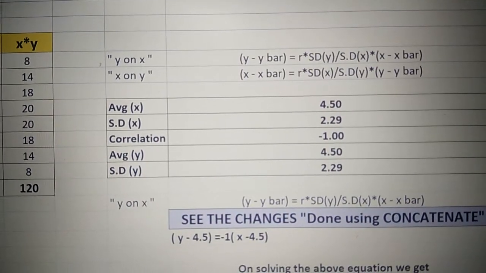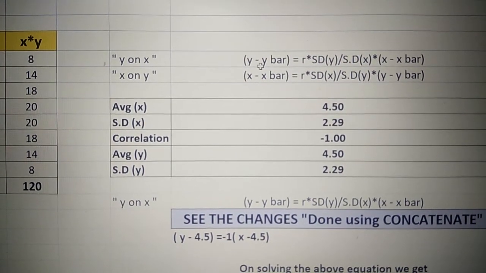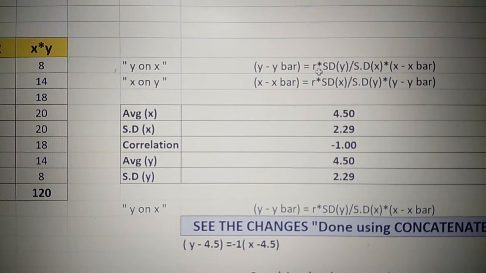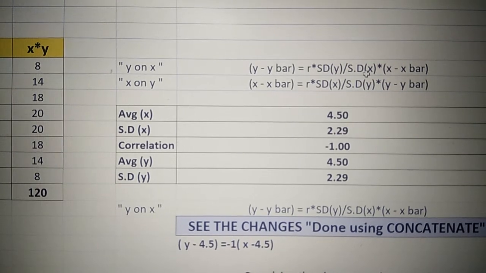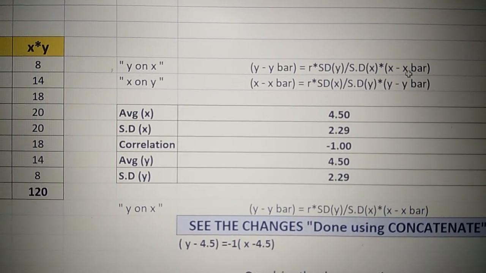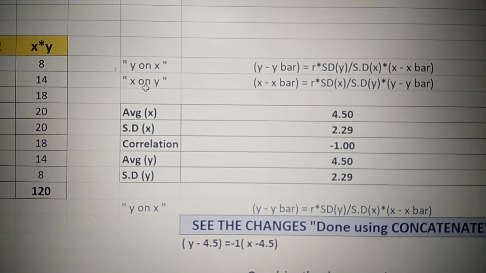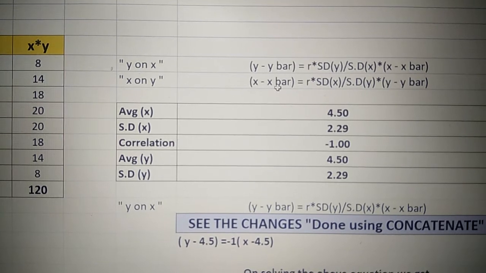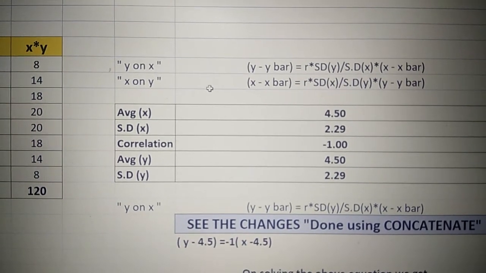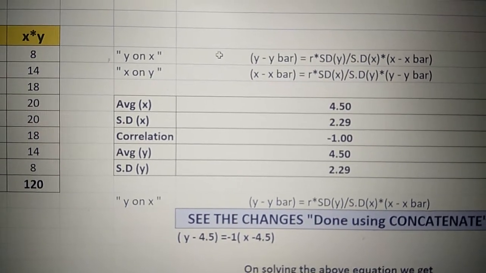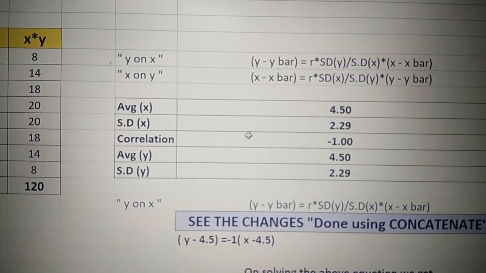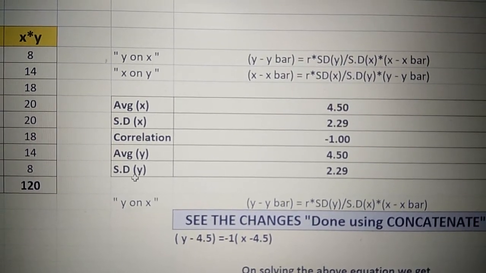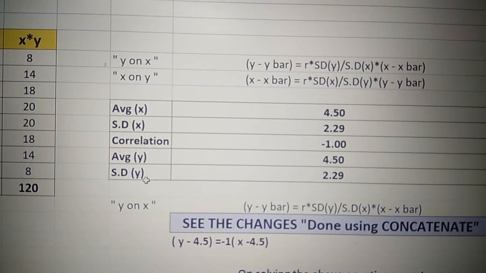Now y on x, the formula being y minus y bar, where y bar means y mean, equals r, which means correlation, multiplied by standard deviation of y upon standard deviation of x, multiplied by x minus x bar. This is for y on x. And while doing x on y, no need to panic. Replace every y with x and every x with y, and you will get x on y. So you need to learn only one formula. I have found the average of x, standard deviation of x, correlation, average of y, and standard deviation of y. All these things you have already learned in your previous videos.